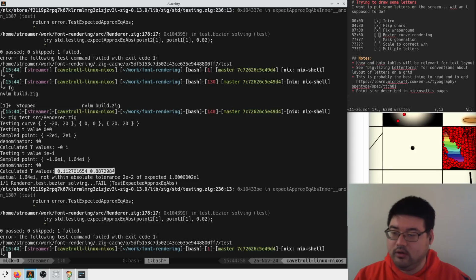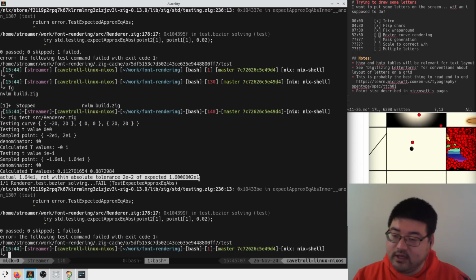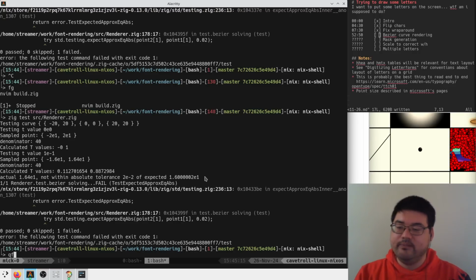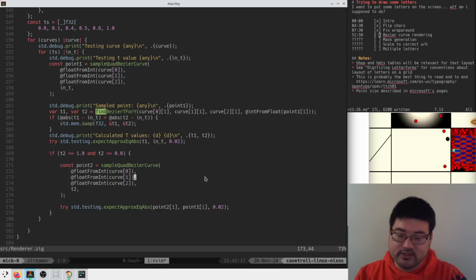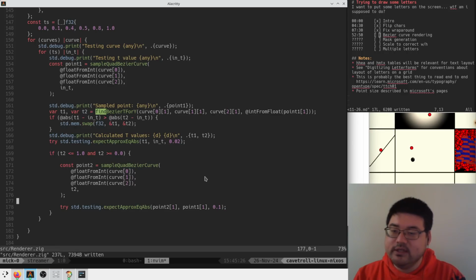Okay. So why is this wrong? Oh, down here it's the sampled point. So we're getting like 1.64 and 1.6, but that's because of imprecision. So that's down here. Can we just literally do within like 0.1? I just want to see how bad it is.